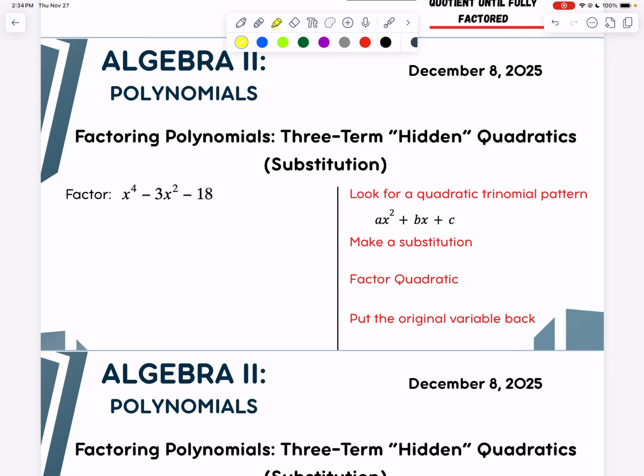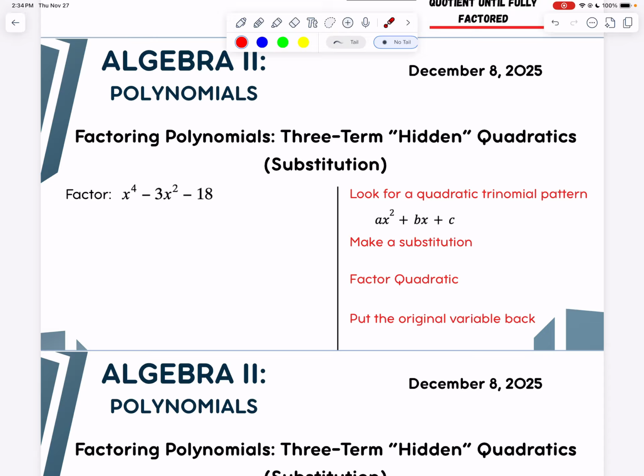This is not a quadratic, it is a quartic. So remember that a quadratic has the highest exponent of 2. Here we have our leading or highest exponent, or degree, is 4. Now the question is, can we turn this into a quadratic? Can we make a substitution that turns this into a quadratic that we do know how to work with? And my argument is yes. And here's how you know.